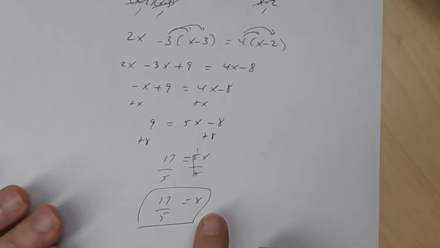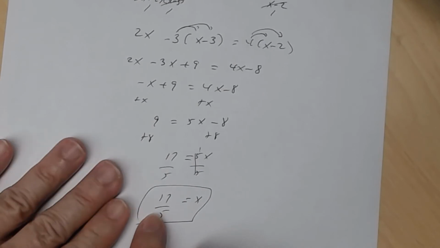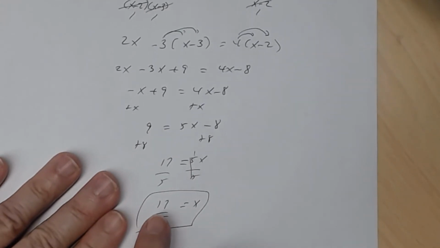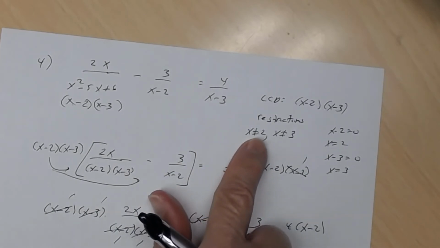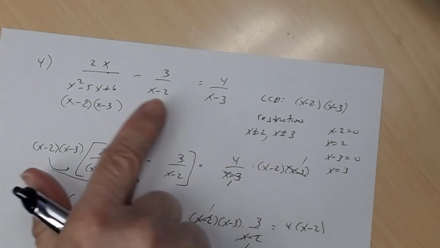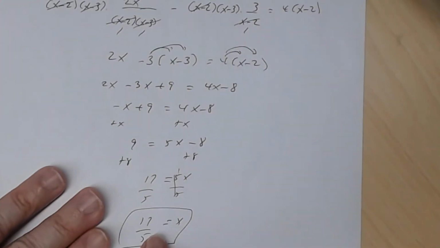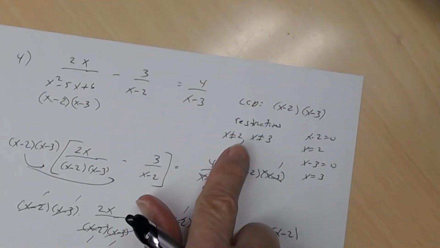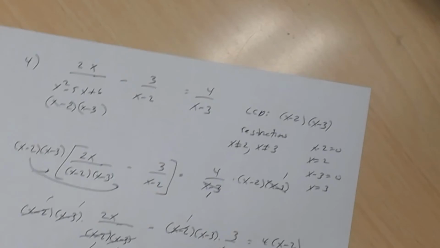All right, now before I box this, I should ask myself, is this a restriction? In other words, will this make my denominator 0? And the answer is no, because what makes your denominators 0 are 2 and 3. Remember, you're finding your restrictions. The restrictions are what makes the denominator 0. And so this is not going to make my denominator 0, because the only two numbers that make the denominator 0 are 2 and 3. Okay? All right, let's look at another one.